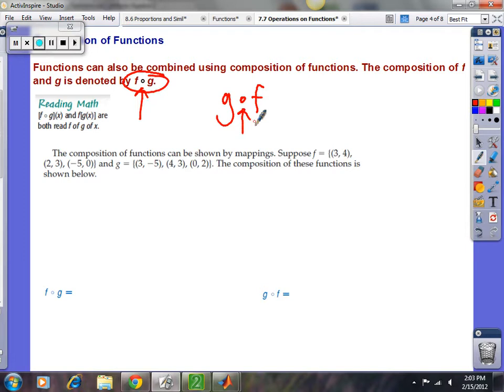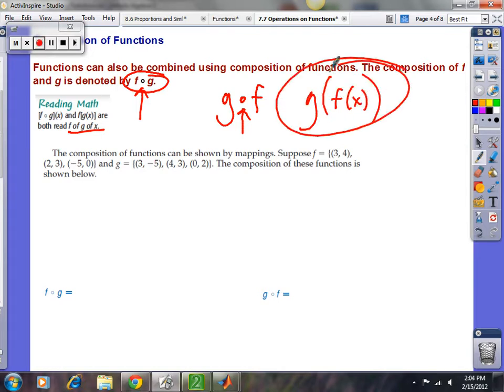Here's how you read it: f of g of x. So this guy right here is g compose f, or g of f of x. I like this way a lot better.